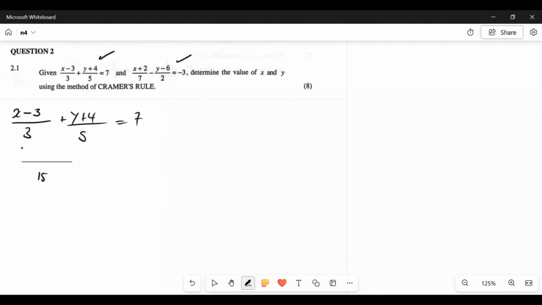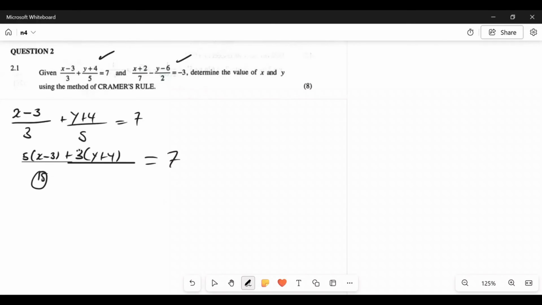Then we apply the following. We're going to divide this 15 by 3. We know this is going to give us 5. Multiply the numerator there, so 5 is going to be multiplied by x minus 3. Plus, because we have plus there. This time around, we're going to divide this 15 by that 5, and the answer here is going to be 3. So that 3, we're going to multiply with this y plus 4. All of this is equaling to 7.